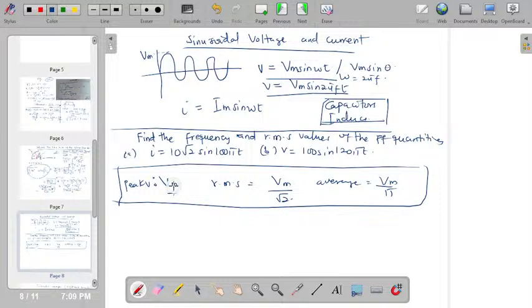So this can be current Im. We can have Im over square root of 2 as the RMS value. So whenever you are dealing with a sinusoidal wave and it tells you to find RMS, don't go through the process. Just write your parameter, that is your peak voltage or current, over square root of 2. To solve this problem, we need frequency and RMS value. What do we do? You have to express this in the standard form.